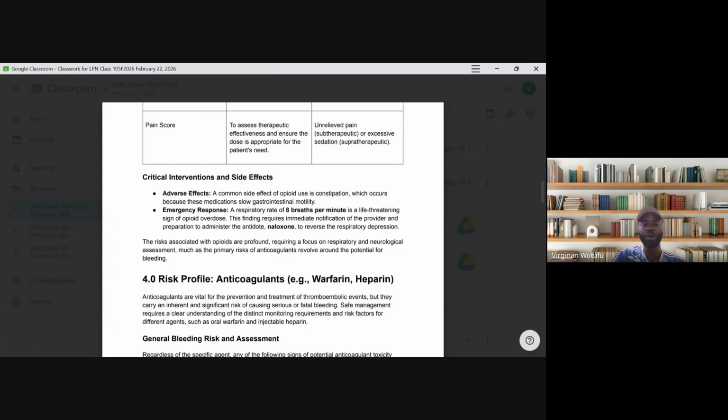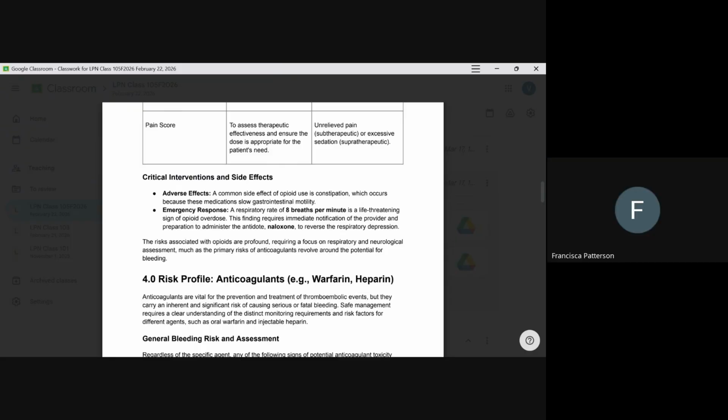The difference between warfarin and heparin. They are all anticoagulants, right? Let me try. I think the heparin is used for a short period. The warfarin can be used for a long period. Okay, correct.